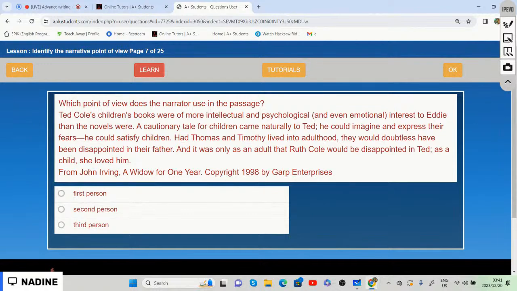Ted Cole's children's books were of the most intellectual and psychological and even emotional interest to Eddie that the novels were. A cautionary tale for children came naturally to Ted. He could imagine and express their fears, and he could satisfy children.